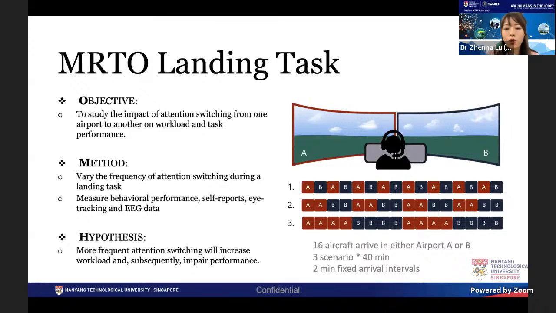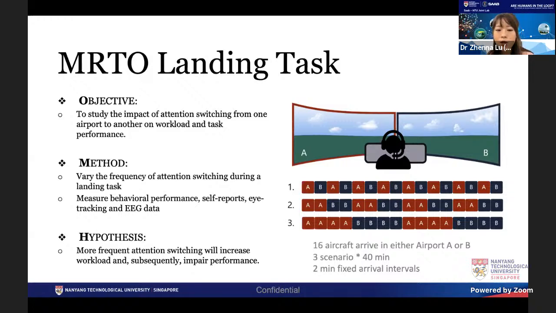In this study, we're going to use a very simple landing task. The factor we are manipulating is the frequency of the switches. In the first level, one aircraft is going to land in airport A, and the next is going to land in airport B. In the second condition, the frequency decreases, so it's AAAA followed by BB. And the last condition is the easiest, so the switch only happens after 4 aircraft.